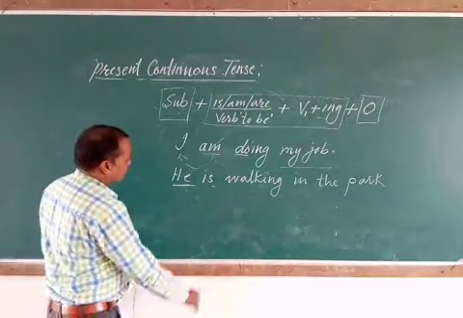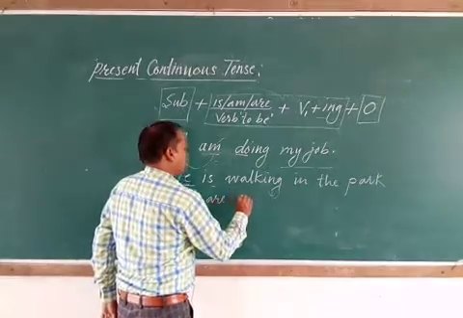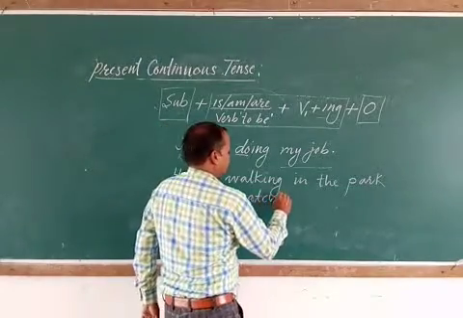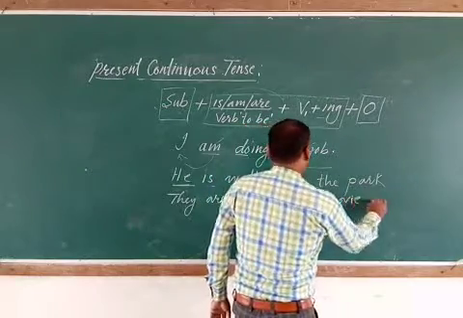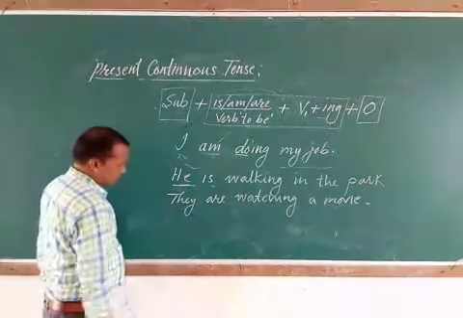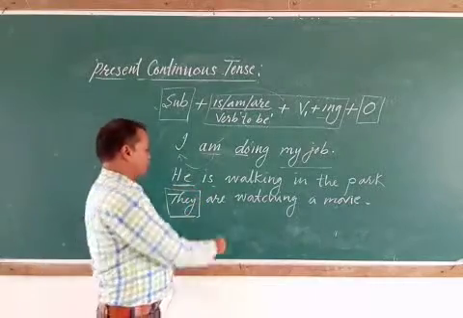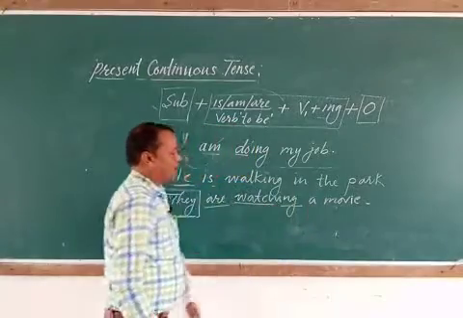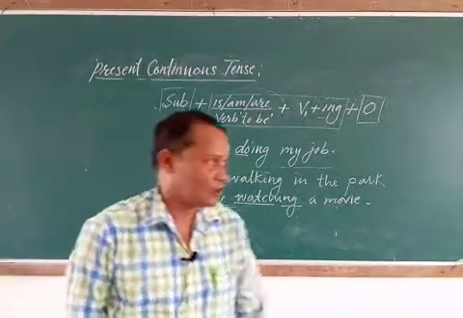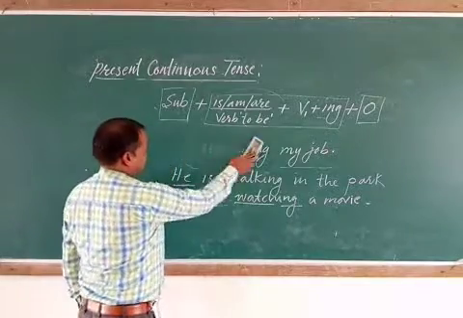We can write here, they are watching a movie. So look here, they is a plural subject, so we have used are, watch plus ing form, and then other words or object.